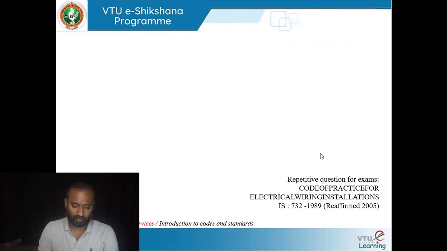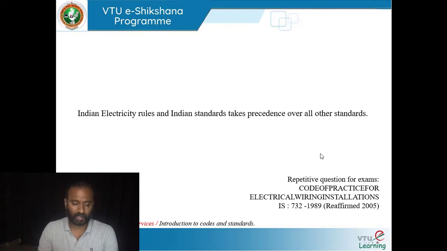From an examination point of view, one repetitive question which keeps coming is the code of practice for electrical wiring installations. So only for the wiring, if you are looking to answer this particular question which gets repeated, and which will help you in the preparation of exams, you will have to go to IS 732/1989, which is reaffirmed in 2005. Search for this code, you will get the electrical wiring installation codes. And if at all you feel there is a clash between any of this, Indian Electricity Rules and Indian Standards take precedence over all other standards.